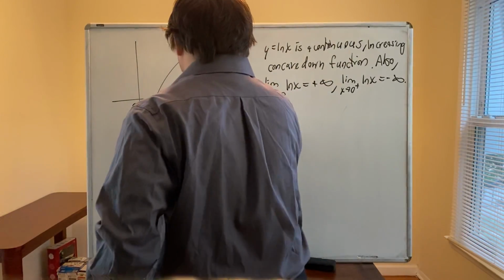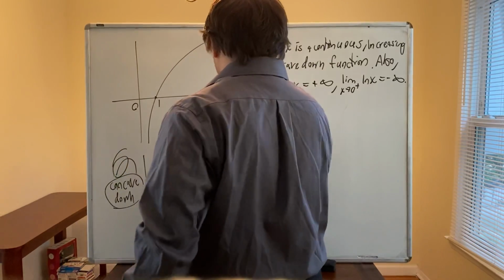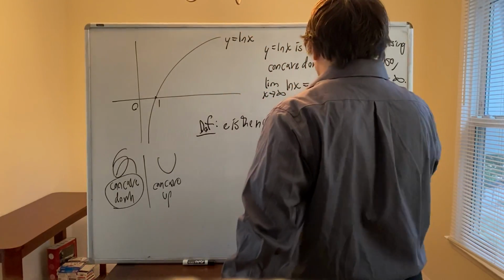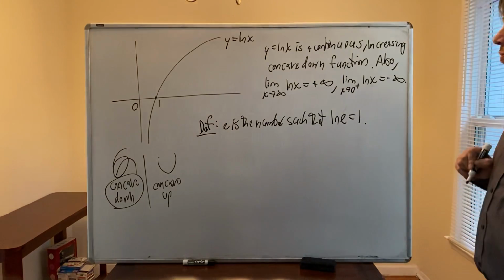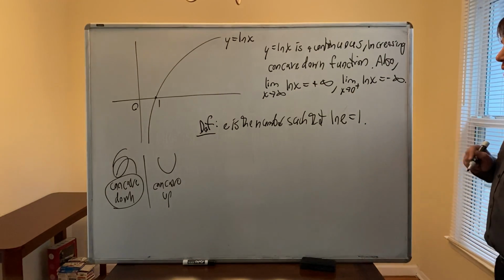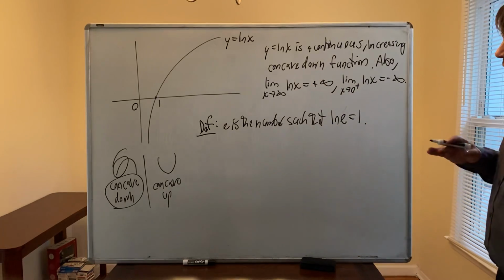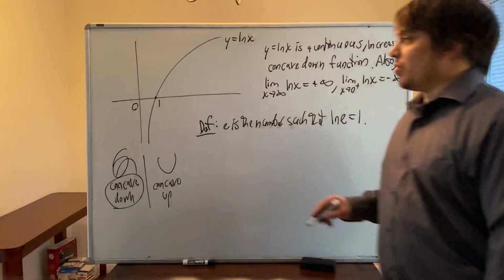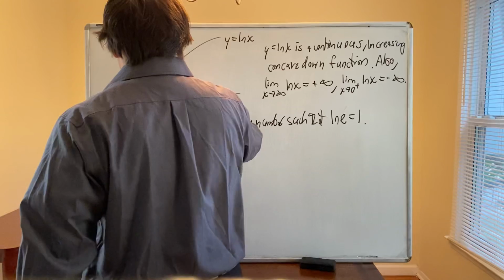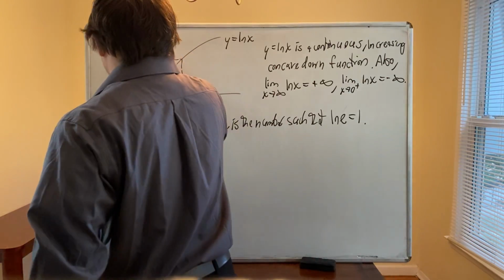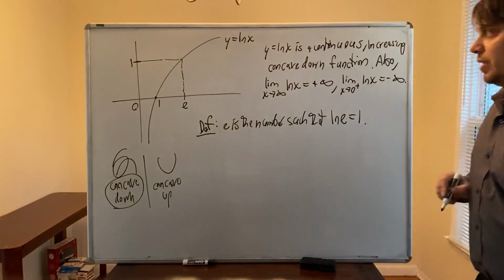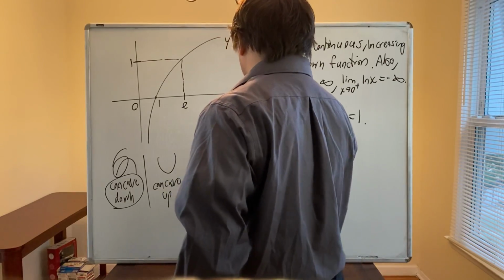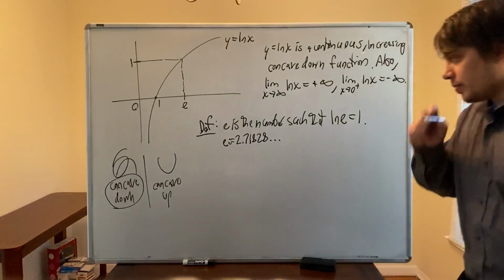Definition. Okay, so e is the number such that ln of e is equal to 1. Okay, so e is the number, in fact it's the only number, such that ln of it is 1. So ln of e is 1. If you put e somewhere over here, the value of ln x at e is 1. So ln of e is equal to 1. And the number e is approximately 2.71828. And it continues.